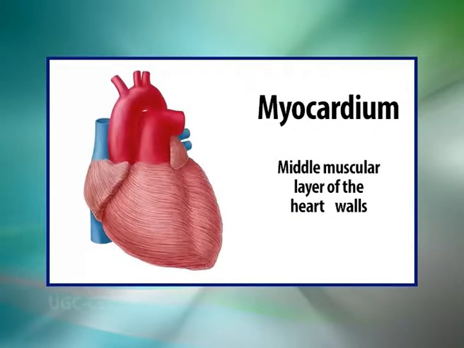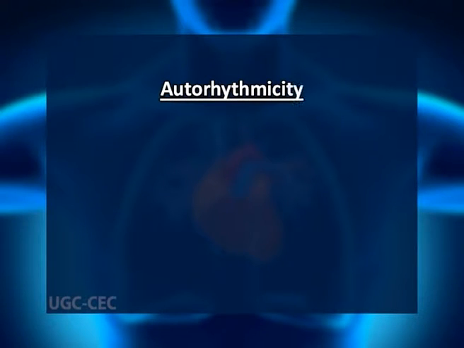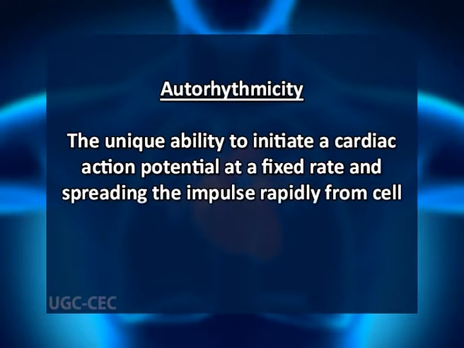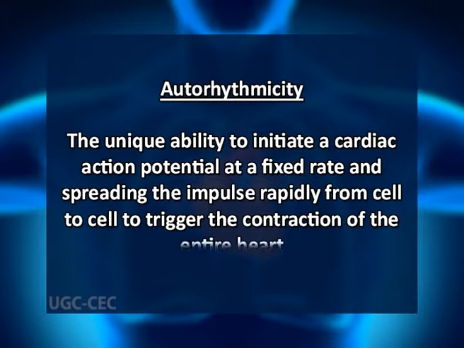The middle layer of the heart wall is the myocardium, which is composed of cardiac muscles, a layer of involuntary striated muscle tissue surrounded by a framework of collagen. The myocardium is also supplied with blood vessels and nerve fibers by way of the epicardium that help to regulate the heart rate. Cardiac muscle shows autorhythmicity, that is, the unique ability to initiate a cardiac action potential at a fixed rate, spreading the impulse rapidly from cell to cell to trigger the contractions of the entire heart. This autorhythmicity is modulated by the endocrine and nervous systems.